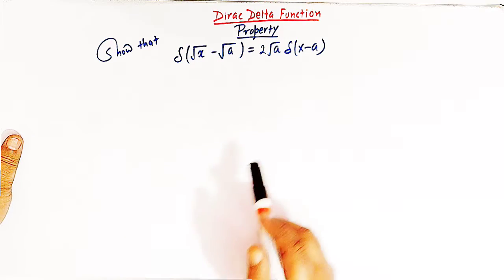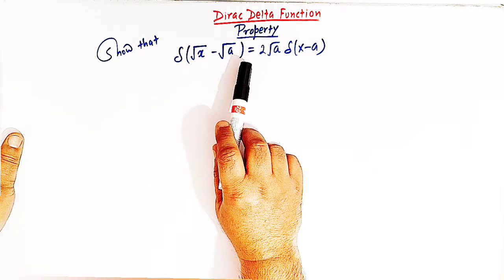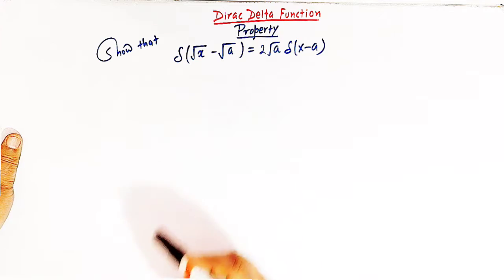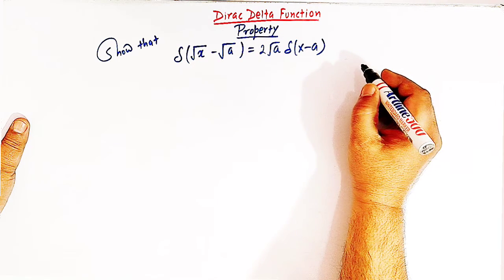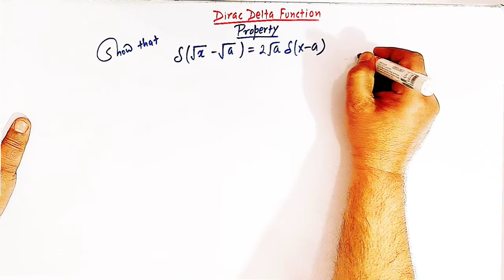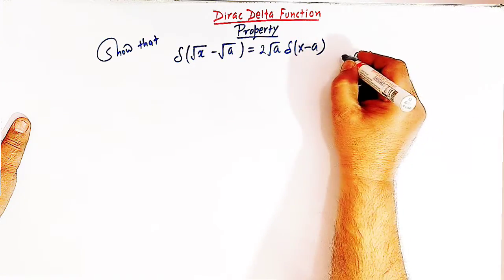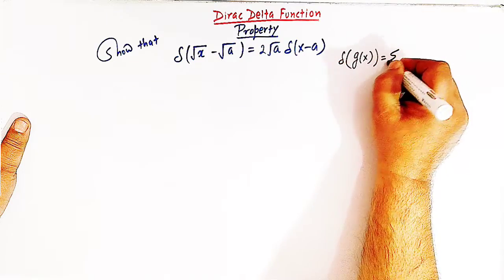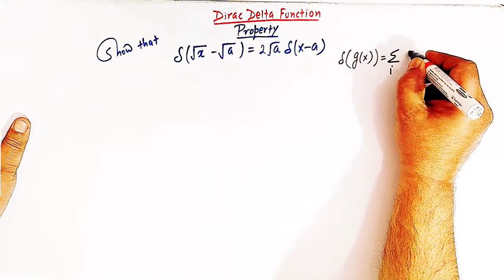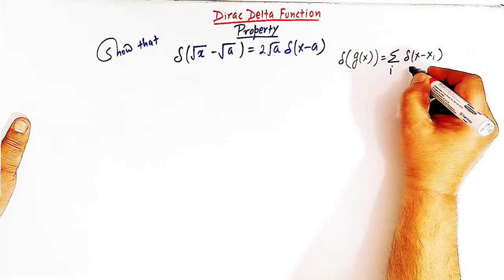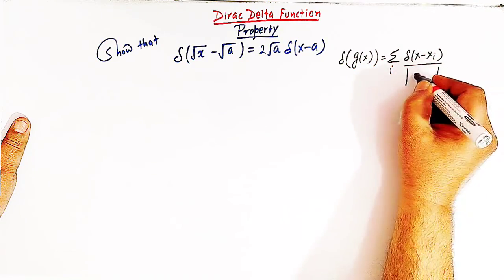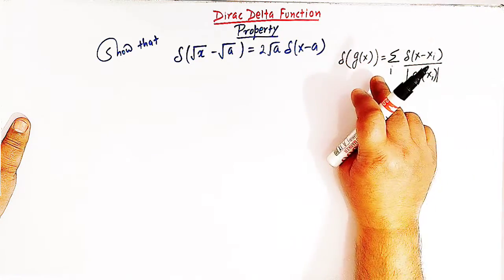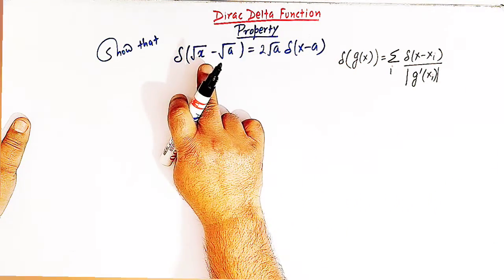Here we are going to prove this property using another important property of the Dirac delta function. We'll use the property which says that if we have a function, say g of x, then the Dirac delta of g of x is given by sigma over i of delta of x minus xi divided by the absolute value of g prime of xi. This property is going to be used to prove this one.